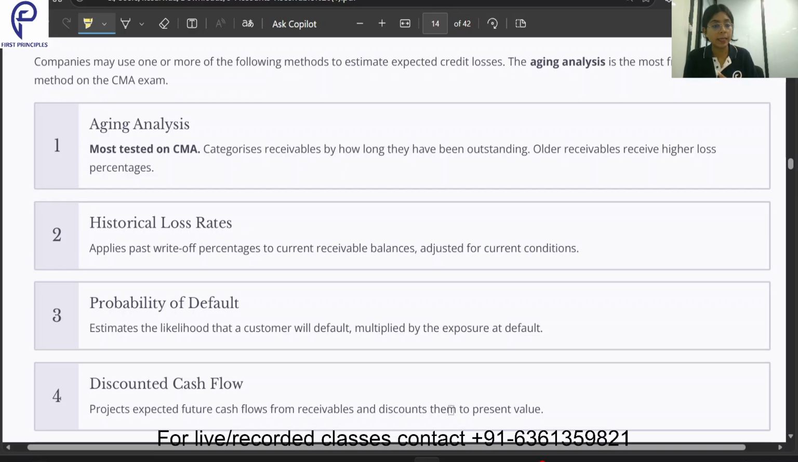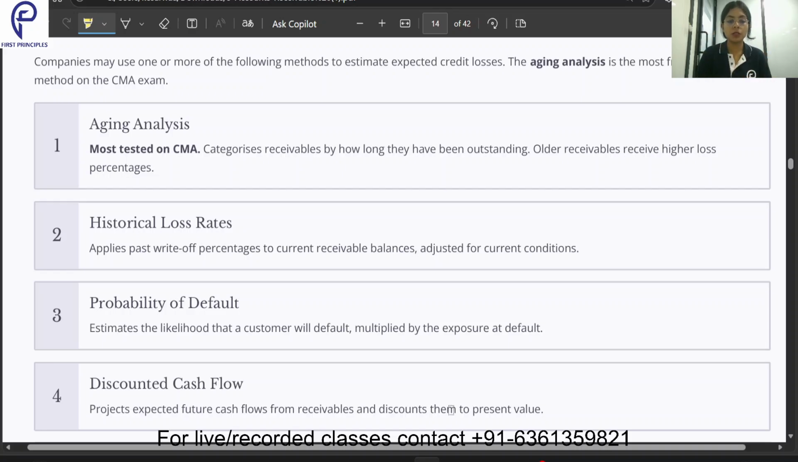Then second is the historical loss rate. That means we see in the past how much percentage of a particular receivable was termed as a bad debt, was termed as a credit loss, and on the basis of that we will make the allowance for credit loss accordingly in the current period.